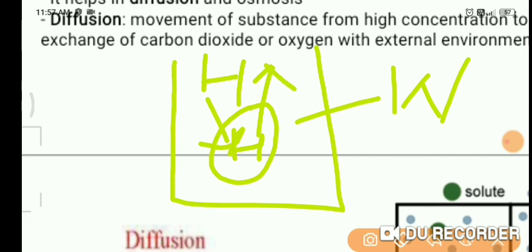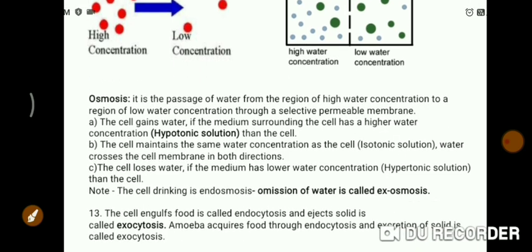So a type of solution in which water moves neither inside nor outside is known as isotonic solution. Is that clear? Now there is one more topic.